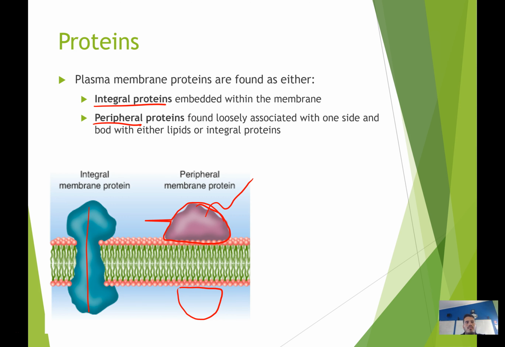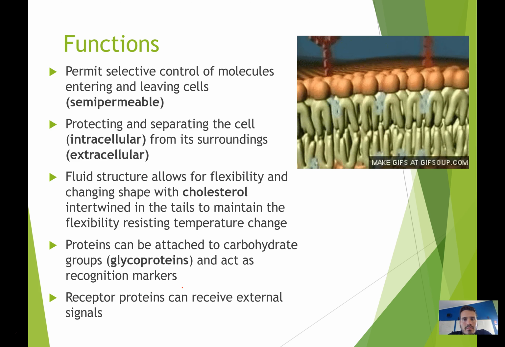So these are the proteins that are related to the plasma membrane. We've got two different groups of proteins. We either have the integral proteins or the peripheral proteins. It's really simply where they're found. That's what makes them integral. Integral proteins take up the whole membrane, and the peripheral proteins are just either on the outside or on the inside of the plasma membrane.